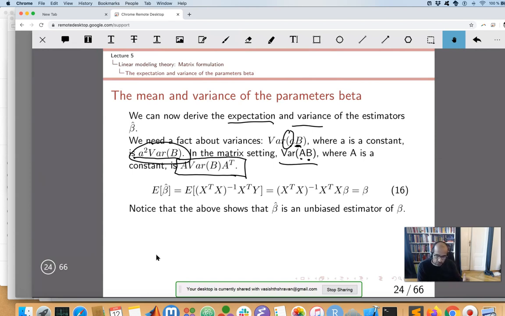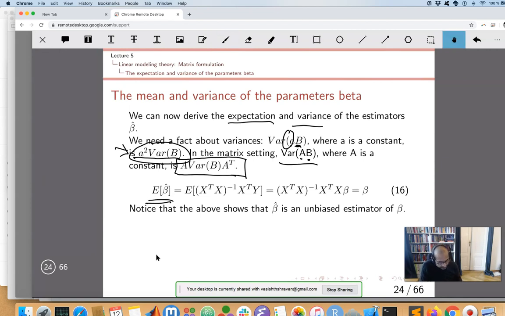That's just the same thing as squaring the matrix a, okay? That's the equivalent of this a squared var b that I've just shown you here. So we're going to use this fact now. What I'm going to compute is the expectation of the beta hat parameter.